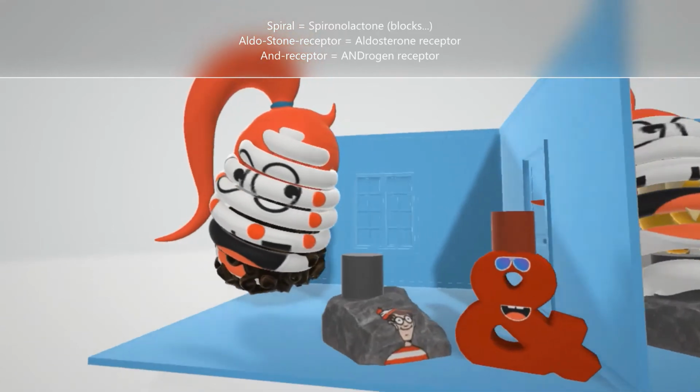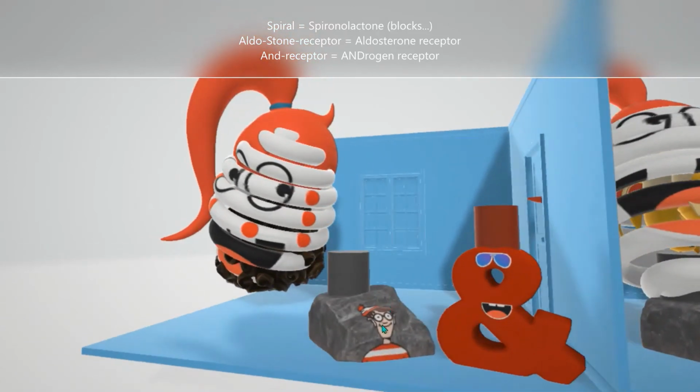Well, it's twofold. The first thing is we note this aldostone over here. It's a stone that's got aldo on it, the aldostone. Aldostone for aldosterone. We have this receptor. Spironolactone antagonizes the aldosterone receptor. Aldosterone is responsible for sodium reabsorption. So by blocking this receptor, it's going to block sodium reabsorption. And we'll see this more in detail in the next room.